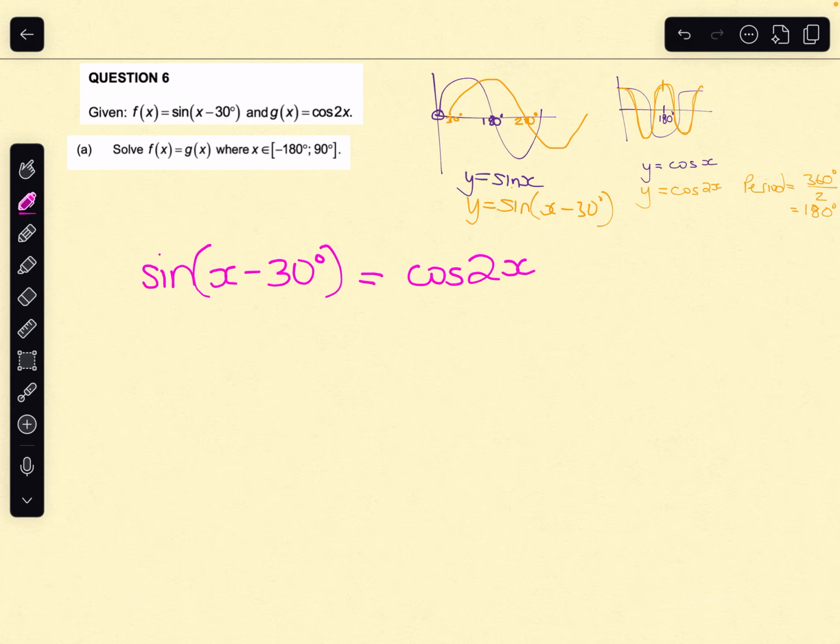There's a couple of ways we can go about this. Because these angles are not the same, that hints that I need both sides to have the same ratio. For example, if this had been cos 2x and sine 2x, then we would have been able to divide both sides by cos 2x, turn this into a tan equation and solve it that way.